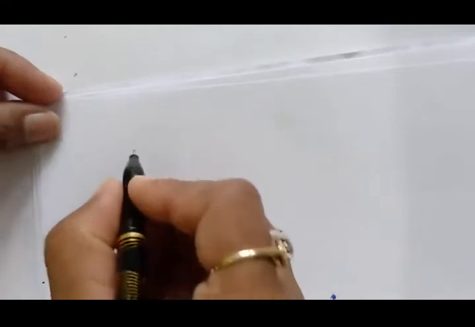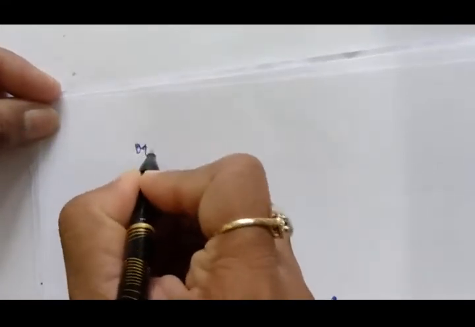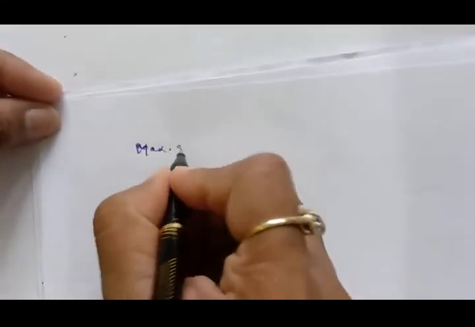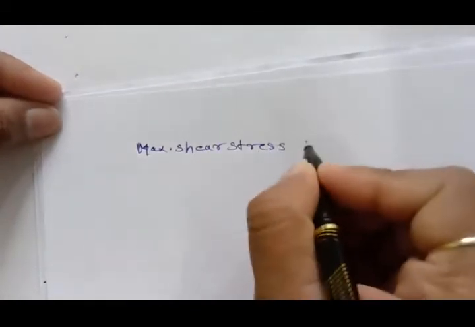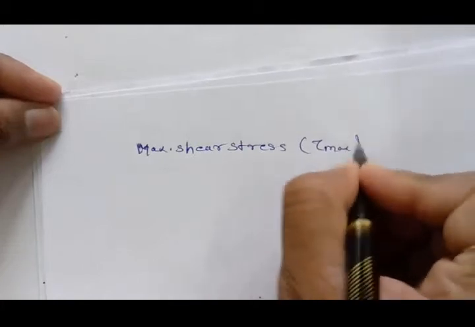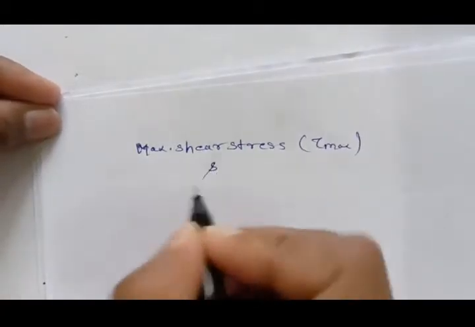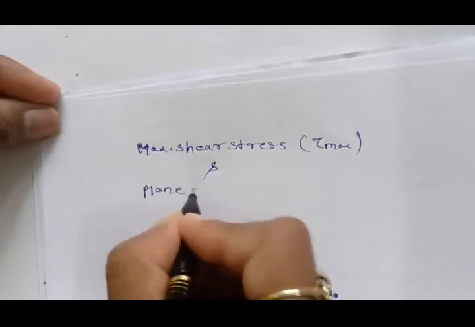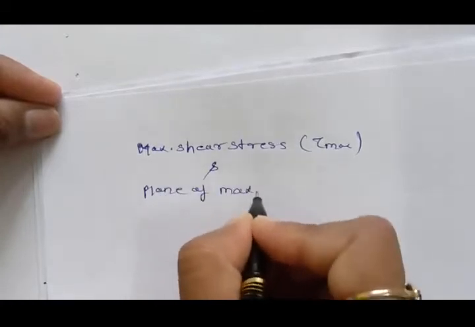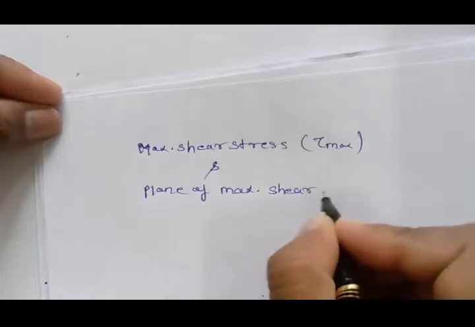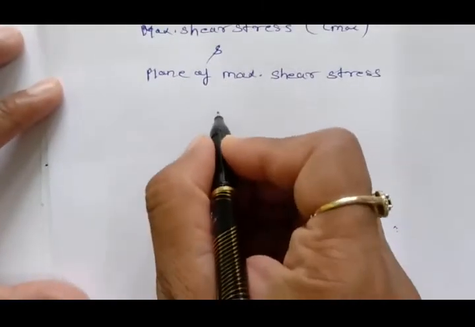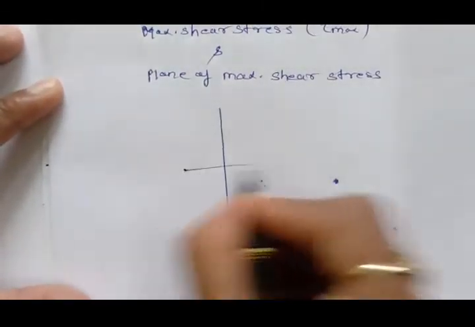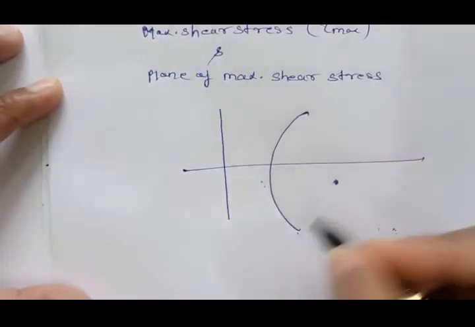Now we'll see the maximum shear stress, that is tau max, and the plane of maximum shear stress. So again I draw this Mohr circle. So this was your Mohr circle.